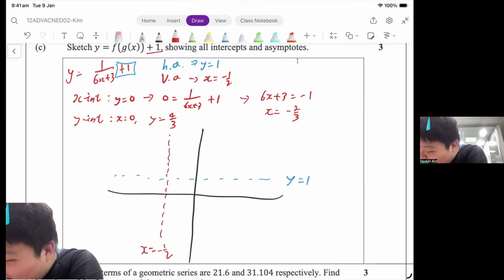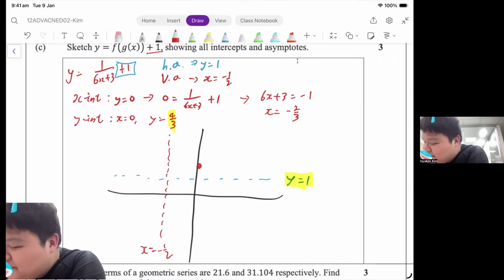Now, what else do we have? Y-intercept is at 4/3. What I notice is that it's higher than the horizontal asymptote, so I know it's going to be up here. And x-intercept is at negative 2/3, which is further than negative half. So it should look like this.